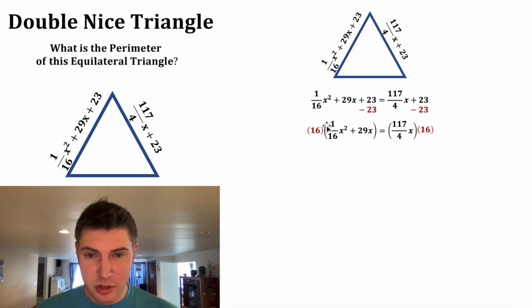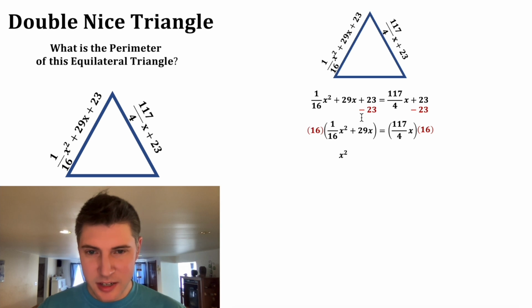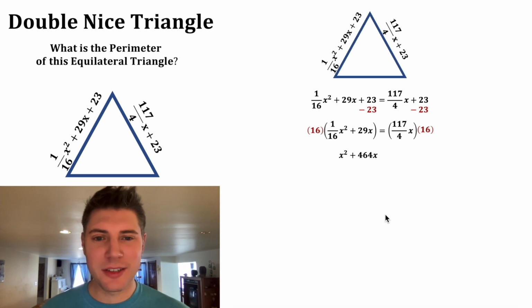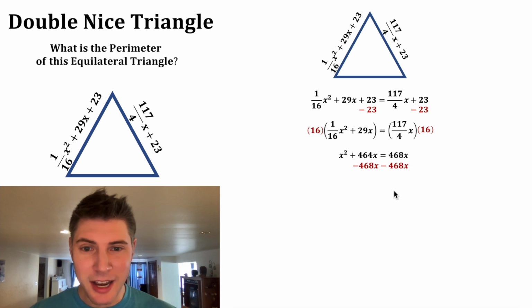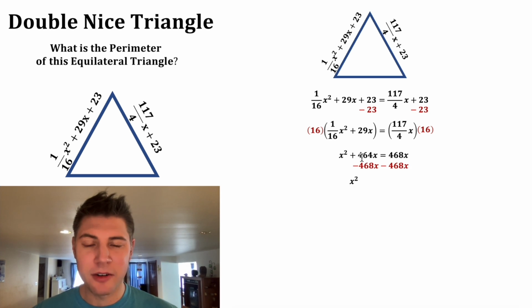This 16 is going to distribute to both of these terms. For the first term, these cancel out, giving me just x squared. And then 16 times 29x is 464x. And then this times this is equal to 468x. We subtract the 468x from both sides. This x squared is brought down. This minus this is negative 4x, and this minus this is 0.